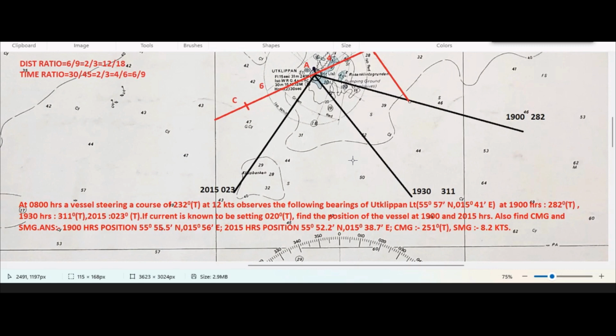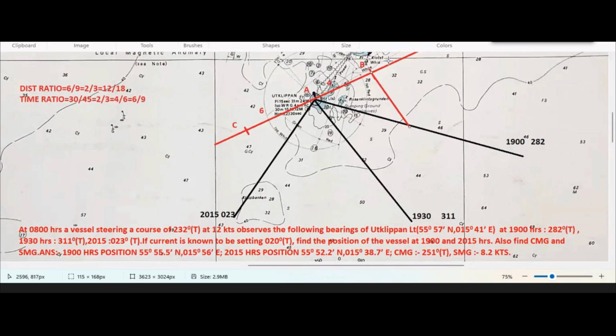So what we plot on the perpendicular, we can plot either distance or time, anything can be plotted. We can take the ratio smaller or bigger, anything, all will be the same and all answers will come. From B I am drawing the perpendicular to the red line, and this is parallel to the center bearing. Automatically it will be parallel. If you draw the perpendicular, it will automatically be parallel to the center bearing.